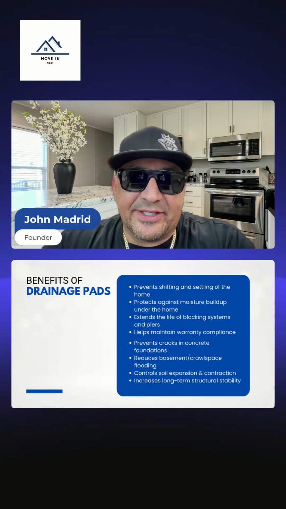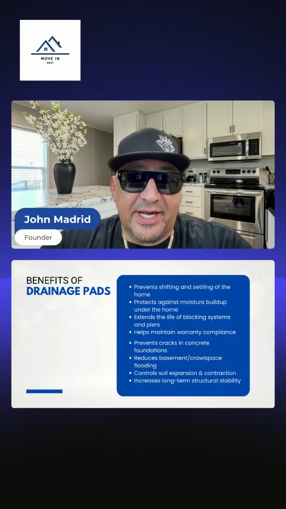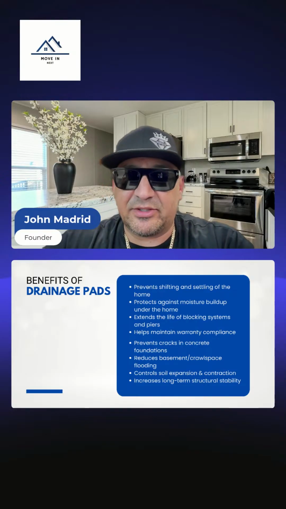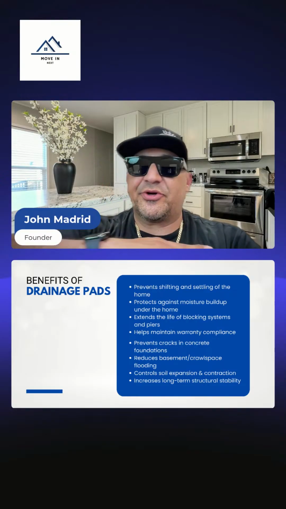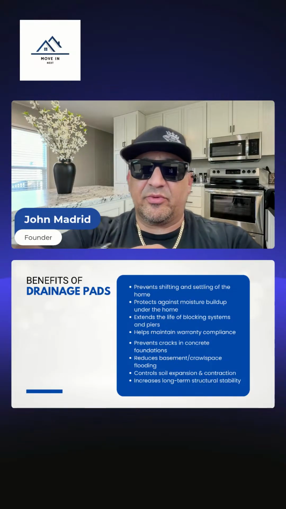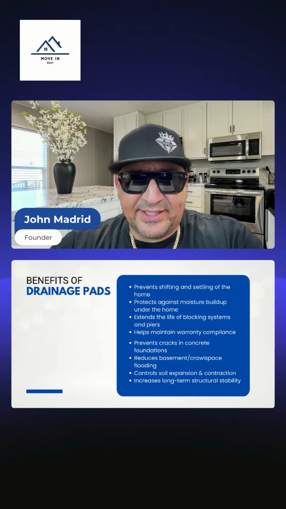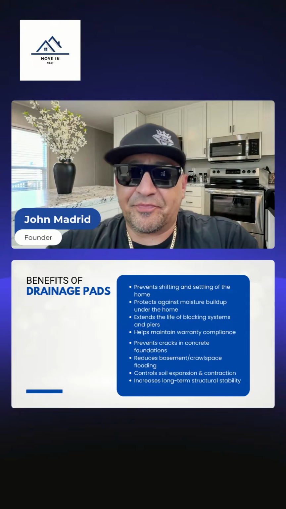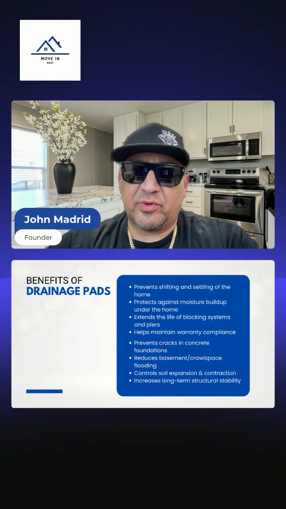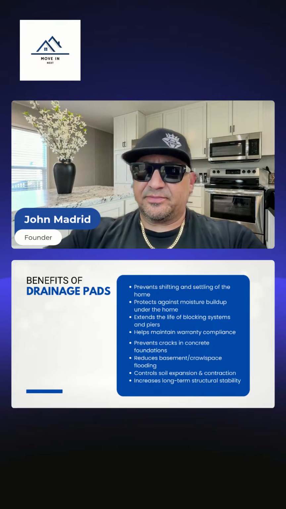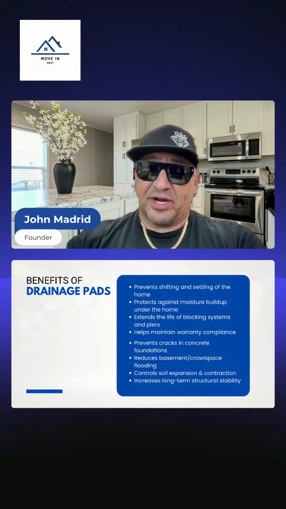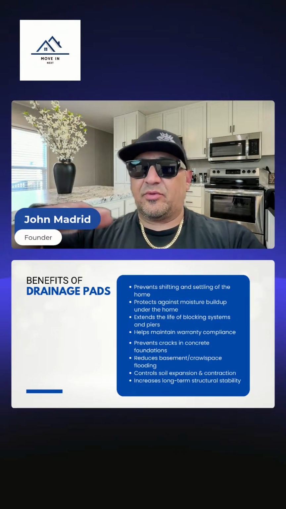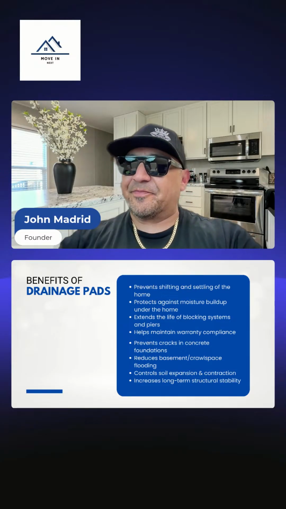So it says the benefits. It prevents the shifting and settling of the house, which we've covered, which is good, right? So it'll keep the life of the house longer, with the curb appeal looking better without damage. And then it says it protects against moisture buildup under the home, which again is very important. And one of the things that I like to point out as well is that whenever we set a house on top of the drainage pad, did you know that we put what they call a vapor barrier?